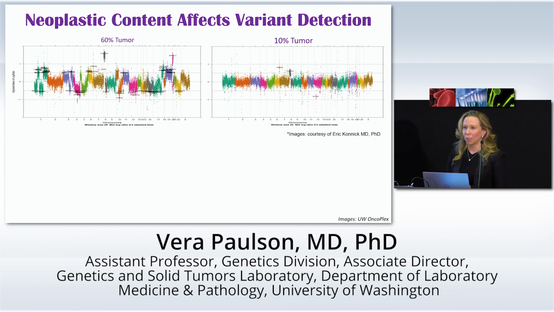Neoplastic content is another thing that we think about a lot. And you're looking at copy plots here. Each chromosome has its own color oriented from left to right, chromosomes 1 through X. And if you're at this 0 line that may be a little bit hard to see, then that would indicate that you have no copy changes. Above that, gain. Below that, loss, right? And if I compare 60% to 10% tumor, I think it's really easy to tell that even knowing exactly where to look for copy changes at 10% tumor, I could potentially miss them, right? Like I can't see the vast majority of those copy changes.